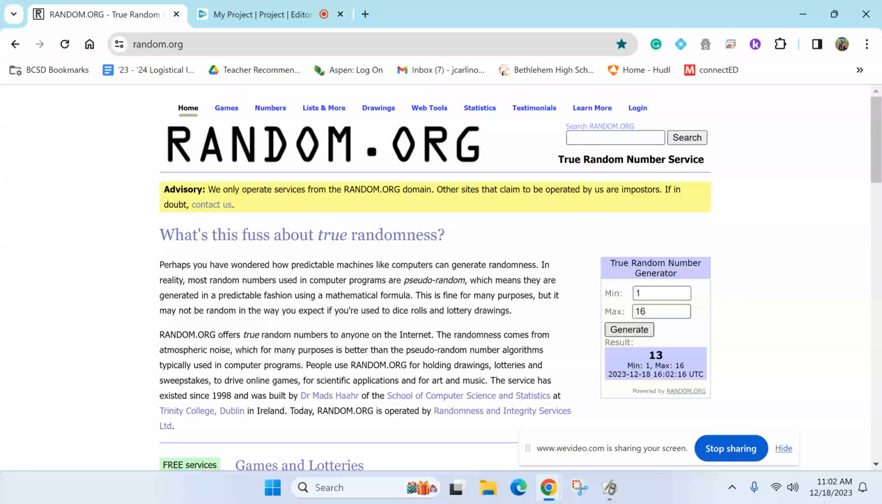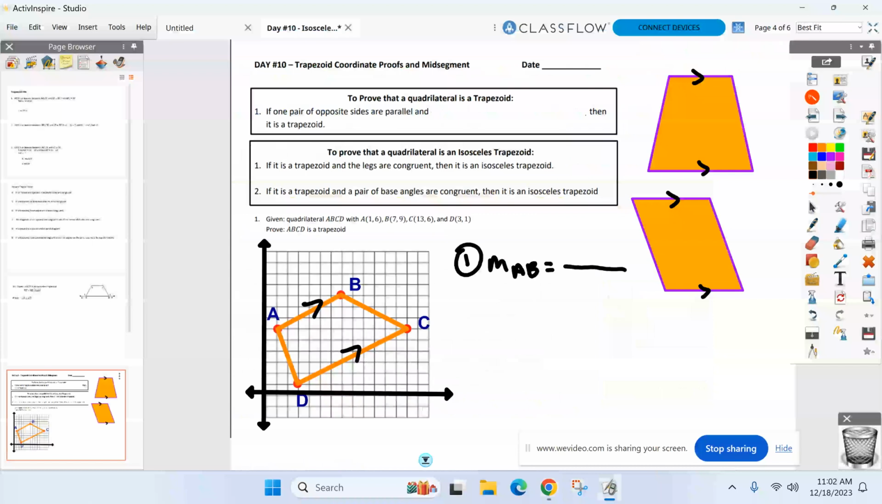Boom, start us off right. Kissinger, what do you have? Slope of AB? 1/2, good. Yep, it was 3 over 6, but we talked last week, reduce the darn thing, all right? So you can clearly see if it's the same or negative reciprocals. Good, and then the slope of DC.